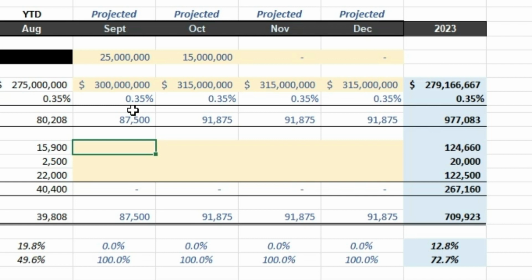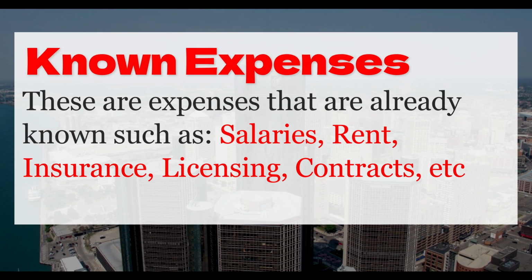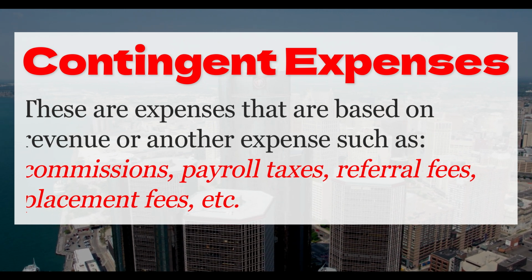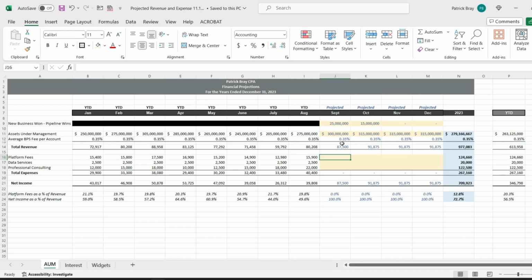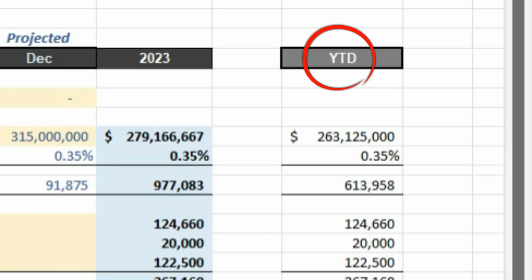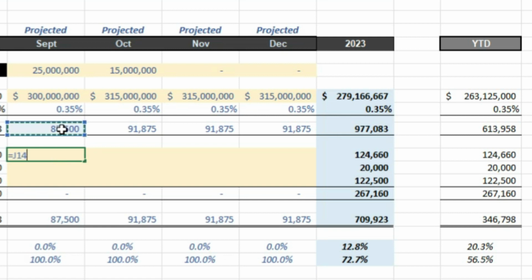Now, for this particular example, we're going to have known expenses and we're going to have contingent expenses. The platform fees in this first part are going to be contingent expenses. They are based upon the revenue that we are generating from the assets under management. And the approach we're going to take here is we're going to look at our cost year to date, and we want to look how much are we paying out in platform fees in relation to how much revenue we are generating. Now, year to date, we're paying out about 20.3% of our revenue out in platform fees.